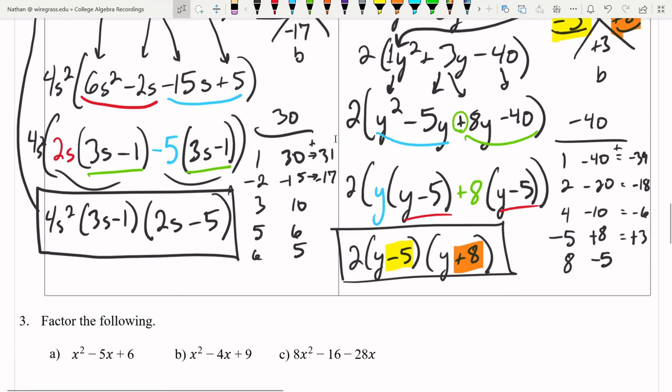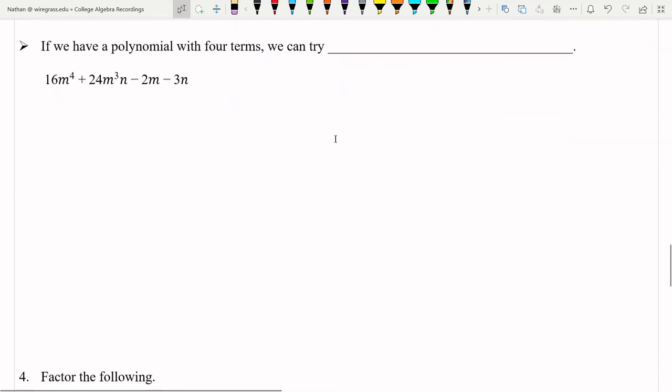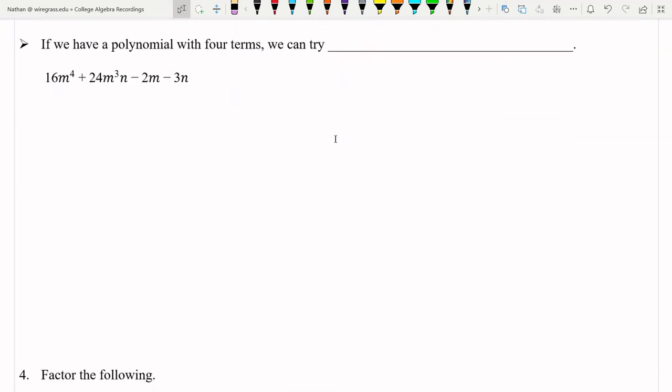Okay, give it a try in number 3. Now, if we have a polynomial with 4 terms, we can try factoring by grouping.